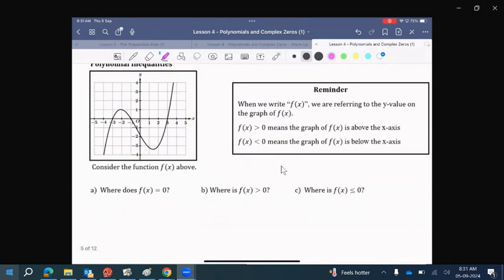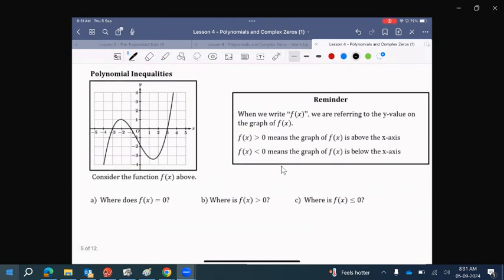This is our new topic for today, polynomial inequalities. Sorry, this is actually just a reminder because you're just reading a graph. So looking at this graph, where is the function equal to 0? It's equal to 0 here, here, and here. So that would give us x equals -3, -1, and 3.